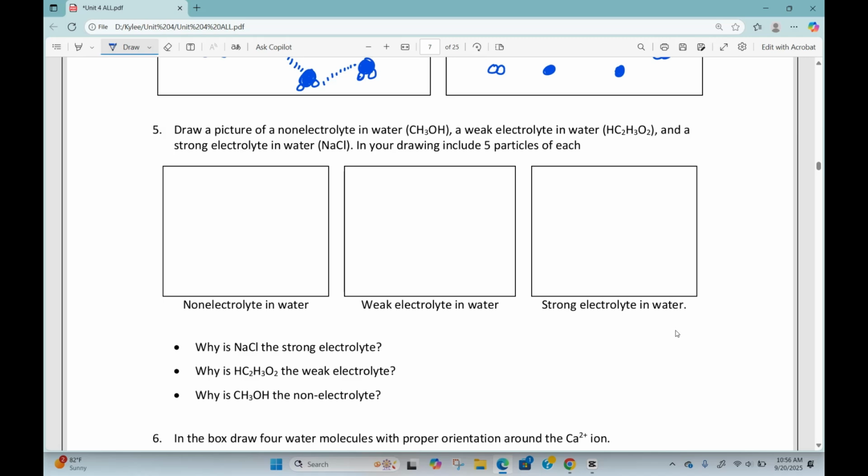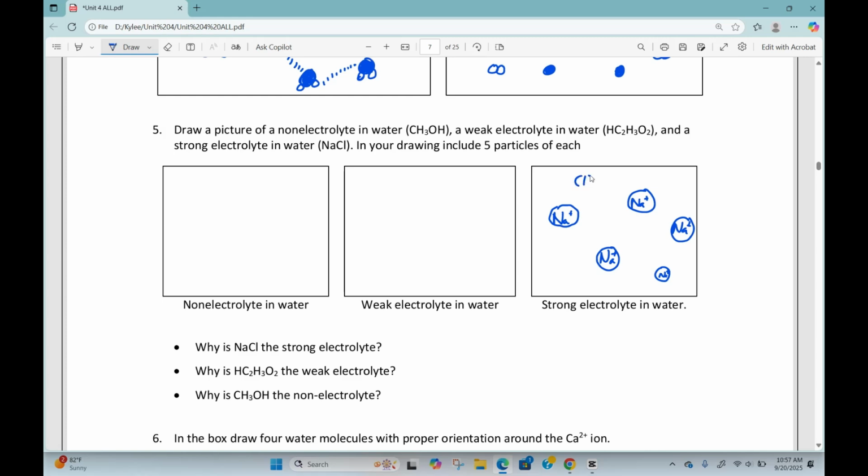All right, next one says draw a picture of a non-electrolyte in water, a weak electrolyte in water, and a strong electrolyte in water. Draw 5 particles in both. I'm going to actually start with the easiest one. Sodium chloride is a strong electrolyte. Anything that is a strong electrolyte is something that breaks apart into ions in solution. So I'm going to show 5 sodium ions separate from my 5 chlorine.